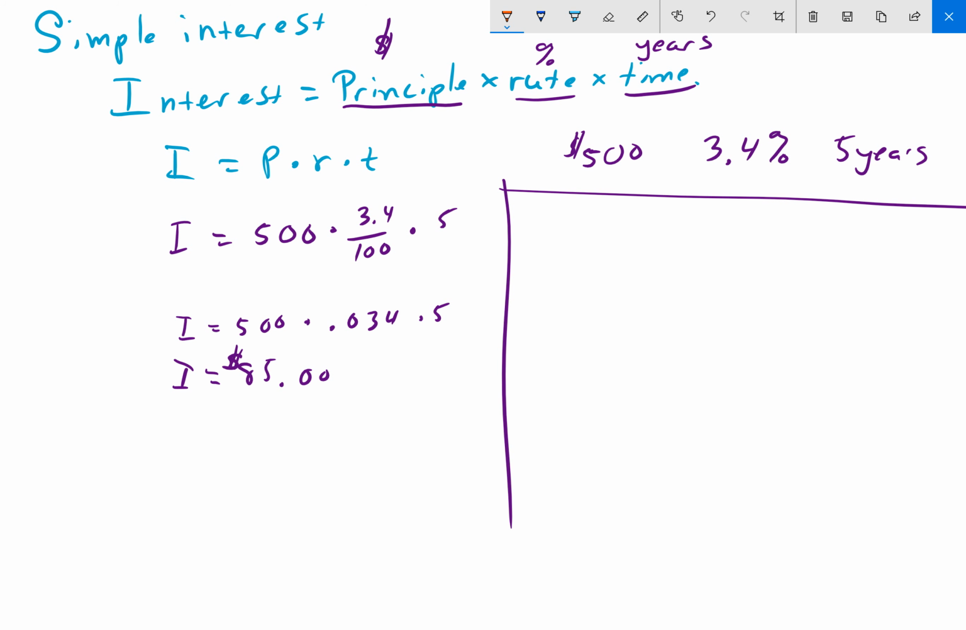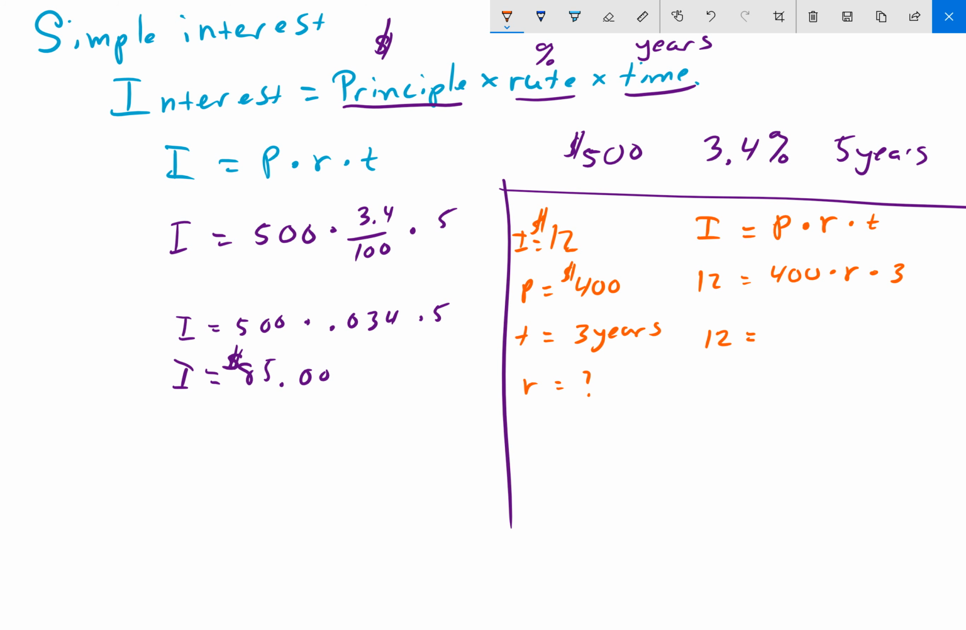You might run into a problem like this. You might say, all right, well, what if I earned $12 interest? I had invested $400, and I invested it for 3 years. What rate did I get? Well, you'd still set it up the same way. I equals P times R times T. Let's say 12 equals 400 times my rate, which I don't know, times my time, which is 3.